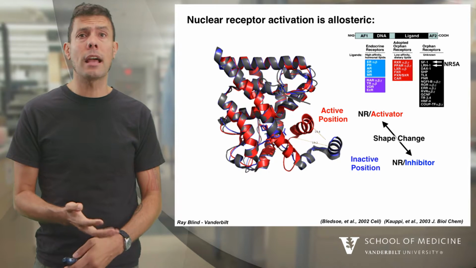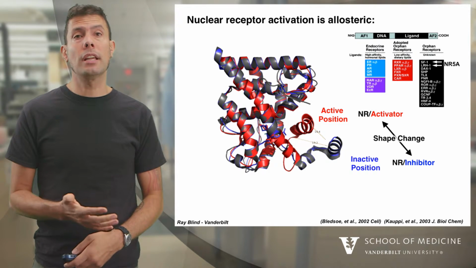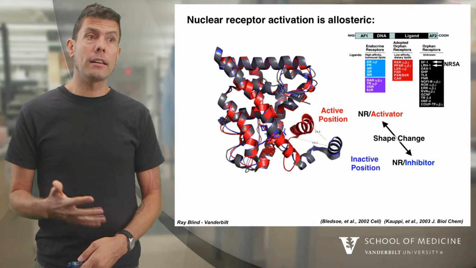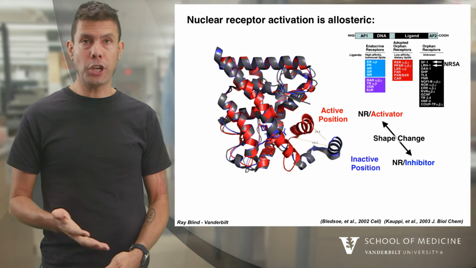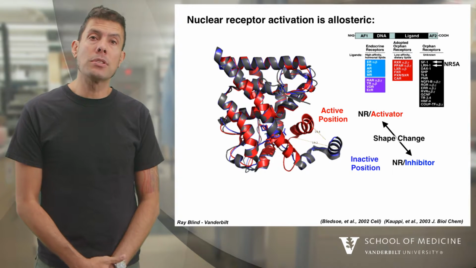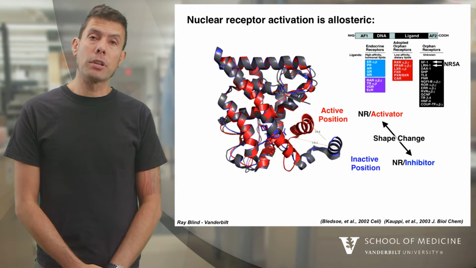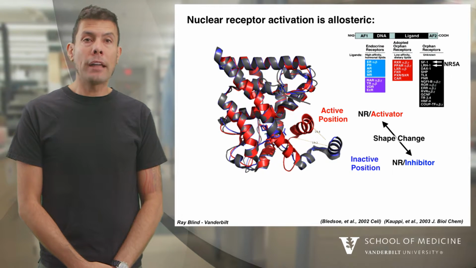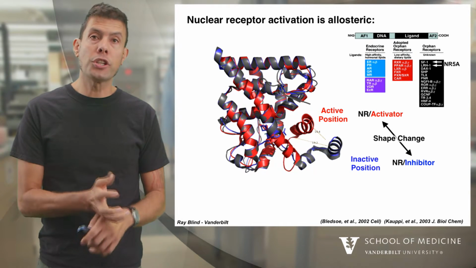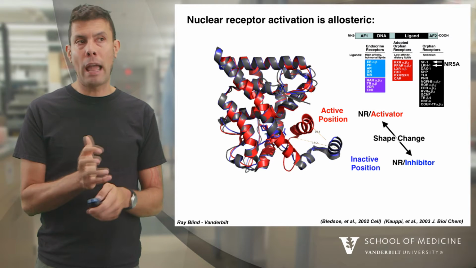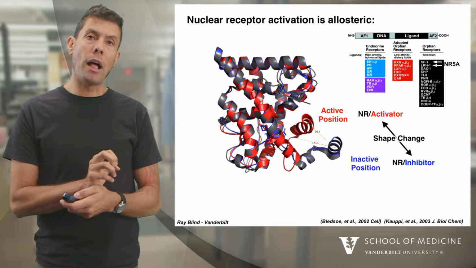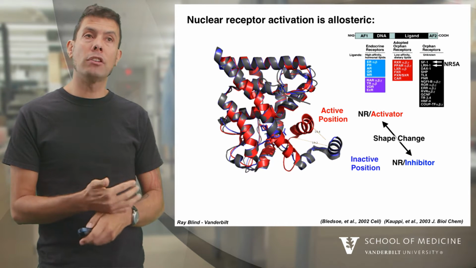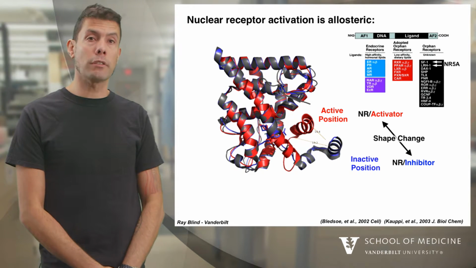And it's very well established that nuclear receptor ligands are able to activate the nuclear receptor through a mechanism called allostery, or shape change. So essentially what happens is that the nuclear receptor is in a molecular inactive position. And when it binds to an activator, it will change shape. It'll physically change shape and wrap itself around that small molecule activator. And that shape change opens up a novel activation surface on the nuclear receptor.